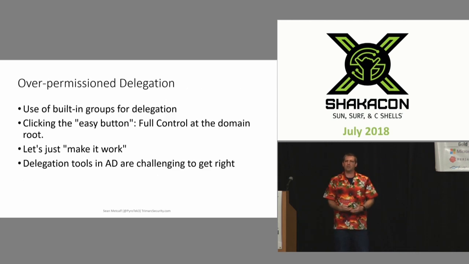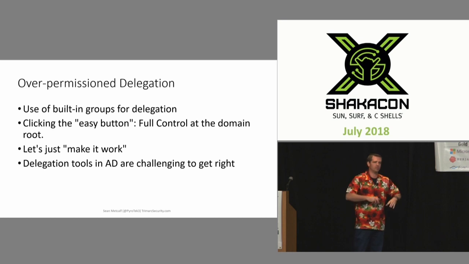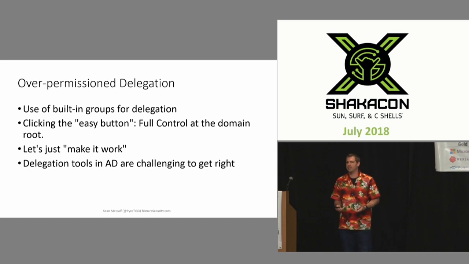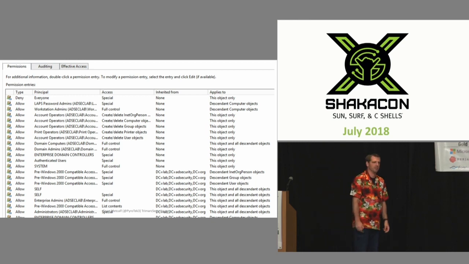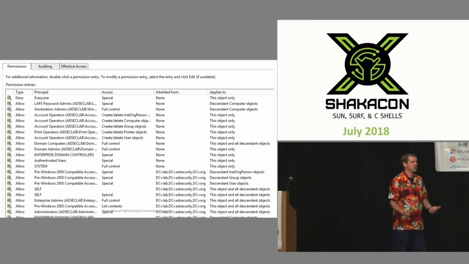But there's also over-permission delegation, where we use the built-in groups for delegation, or we click the easy button, so we do full control at the domain root. We just want to make it work. And the delegation tools in Active Directory are very challenging. I don't know if anyone has ever tried to use this to figure out what permissions are in their environment, but it's nigh impossible. Just looking at this right now, there's a major security issue and no one's seen it yet. This is illustrating my point perfectly.